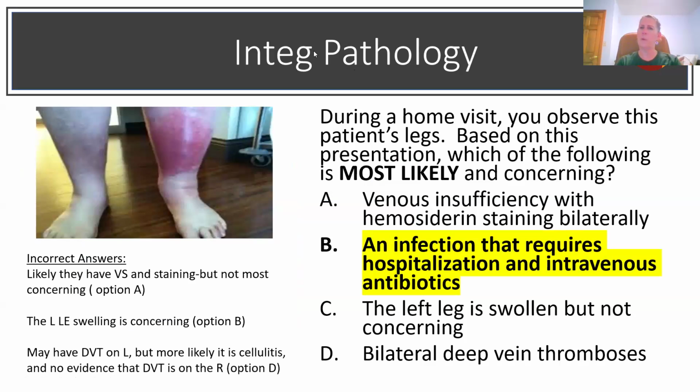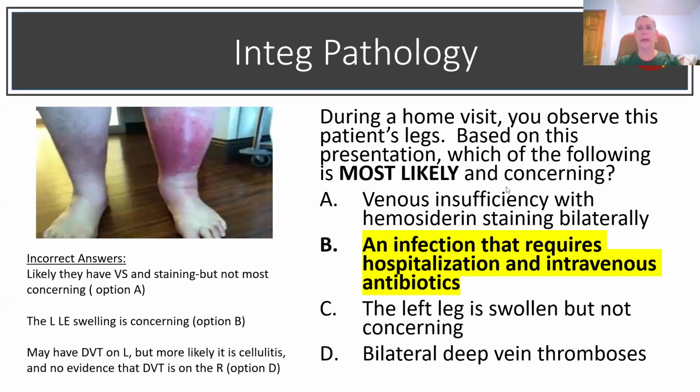So does that explain that one well enough, or does anybody have any questions about that? A is very likely, B is very likely, C is incorrect, D is unlikely, but I'm most concerned about B.